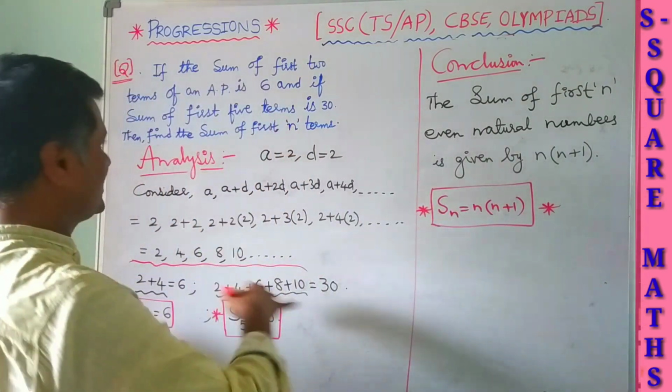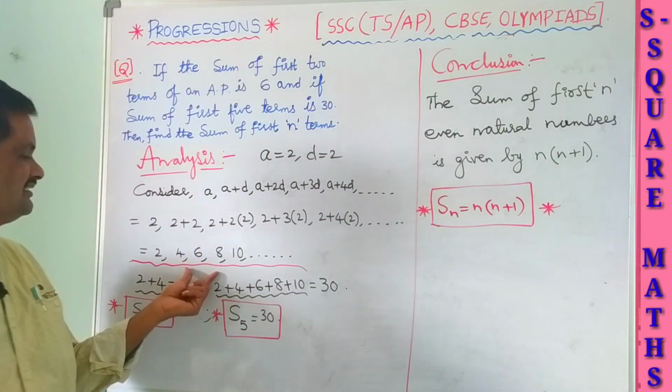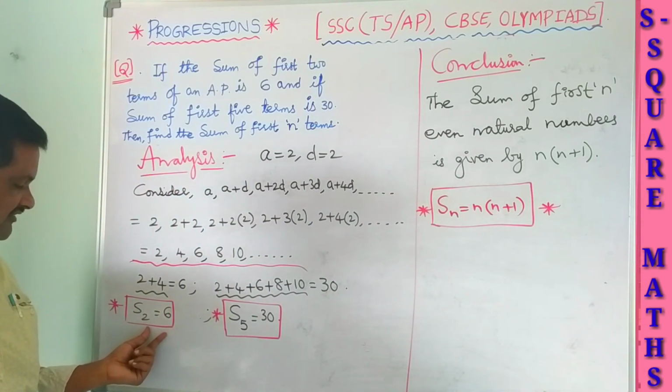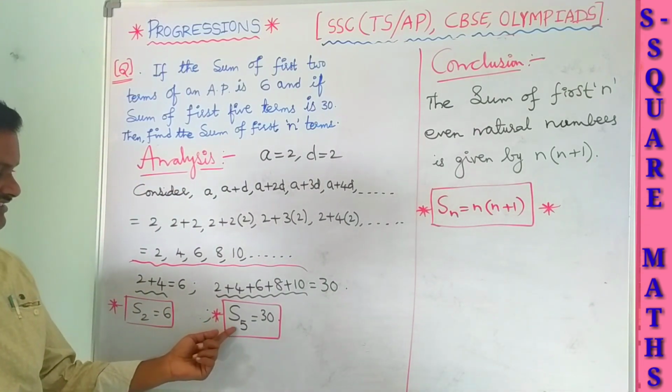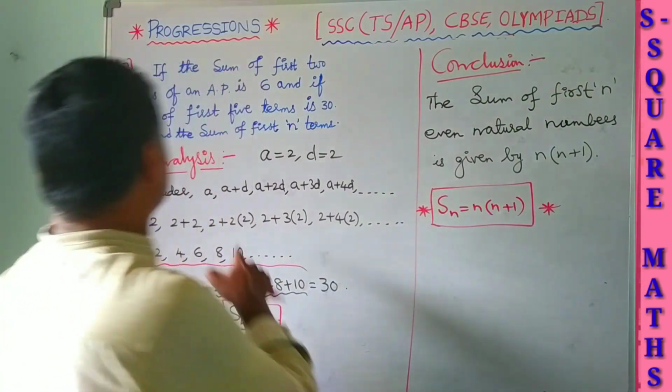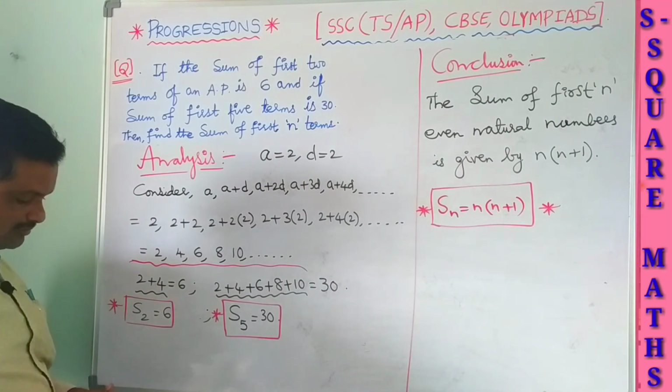So this is a total analysis of the problem. These are the terms of the given arithmetic progression, and we verified the sum of the first 2 even natural numbers is 6 and the sum of the first 5 even natural numbers is nothing but 30. So please you can have the copy.